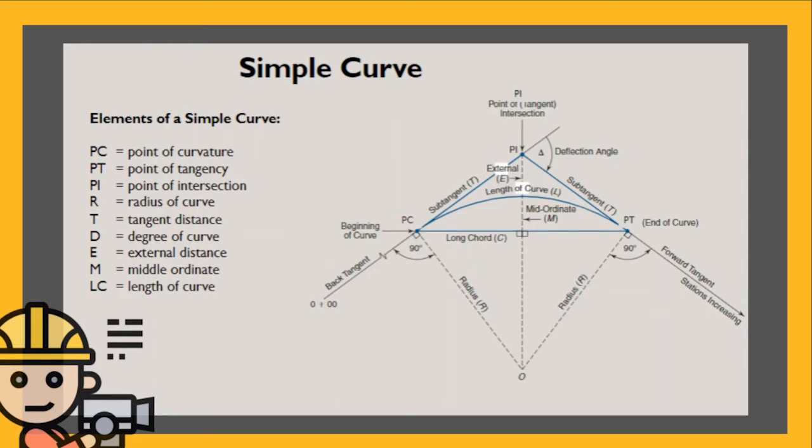E or external distance, it is the distance from our midpoint to the point of intersection here. Middle ordinate, it is the y component of our curve. It is the distance from the midpoint to the center of our chord here. This line here is our chord. LC, length of the curve here.